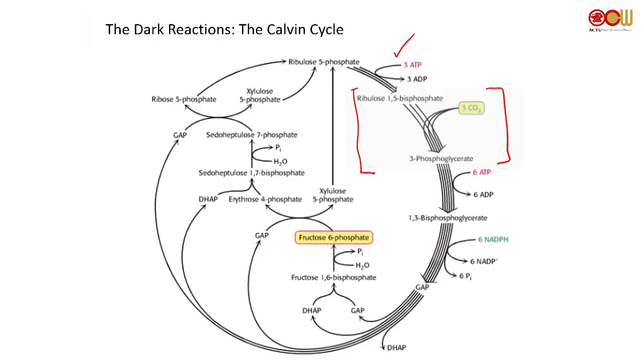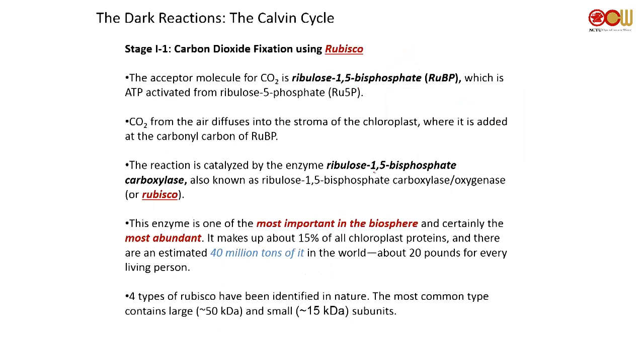So this is the core of the Calvin cycle, because it's the CO2 fixing reaction. So obviously this is the most important reaction in the Calvin cycle. You can ignore the stage 1. This is how the book divides the different stages of the Calvin cycle, but stage 1 essentially is the carbon fixation, okay?